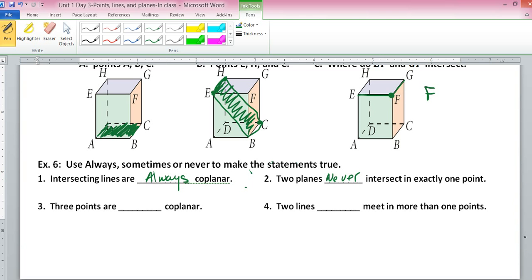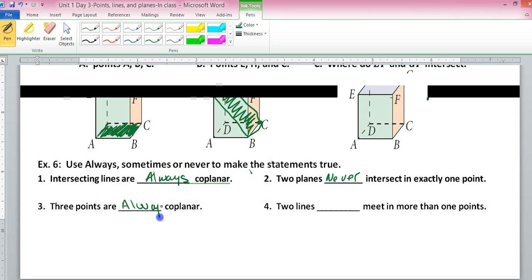3 points are blank coplanar. Well, we said you need 3 points to define a plane. And if it takes 3 points to define it, and we said above that 3 non-collinear points will be coplanar, well, 3 points are always going to be coplanar. When you get into 4, then it's a whole new ballgame.